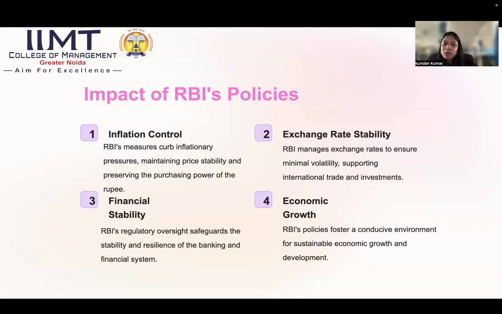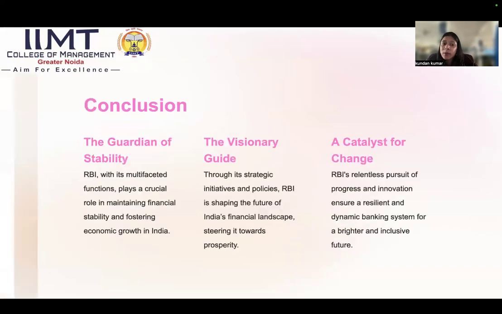Financial stability is the third one. RBI's regulatory oversight safeguards the stability and resilience of the banking and financial system. Fourth one is economic growth. RBI's policies foster a conducive environment for sustainable economic growth and development.